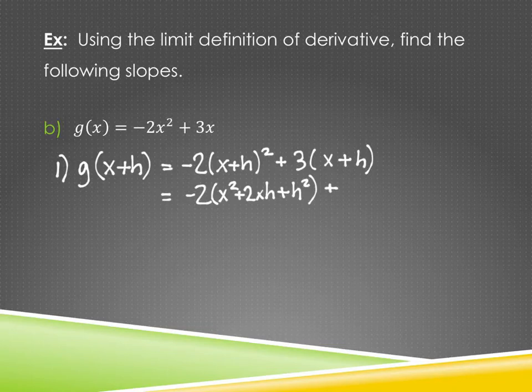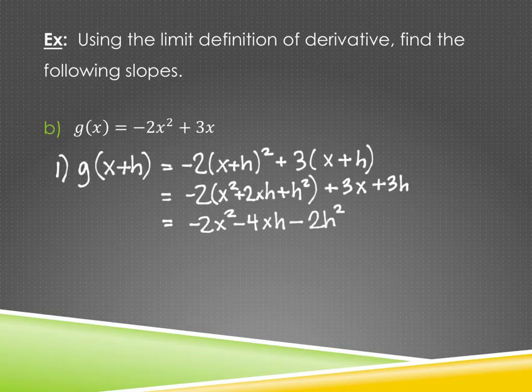You're welcome to distribute the 3 through the next piece, either now or in a minute. So 3x plus 3h. And then we need to distribute our negative 2 through the first one. So I have negative 2x squared minus 4xh minus 2h squared plus 3x plus 3h. So the process isn't any different. It's just happening in more than one place. And that's it for step 1 because none of those pieces combine.